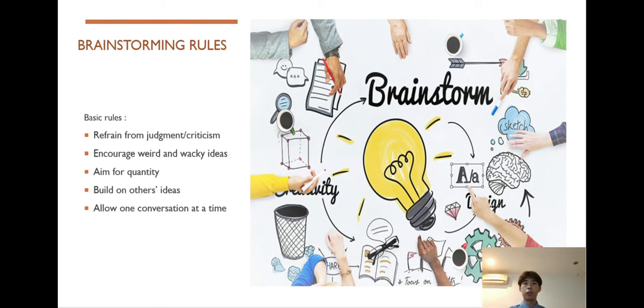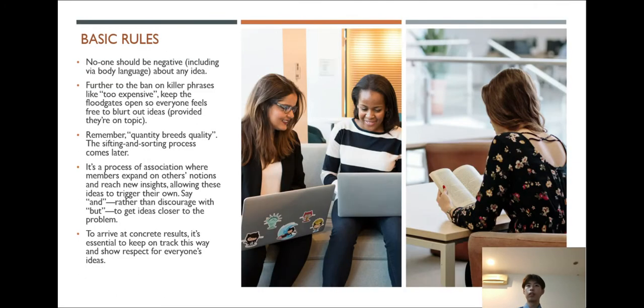In order to perform brainstorming in an effective and progressive way, a few basic rules are set. The basic rules are: refrain from judgment and criticism, encourage weird and wacky ideas, aim for quantity, build on others' ideas, and allow one conversation at a time. No one should be negative, including body language, about any idea. Any idea contributed by members should be accepted without any criticism. By suspending judgment, participants will feel free to generate unusual ideas.